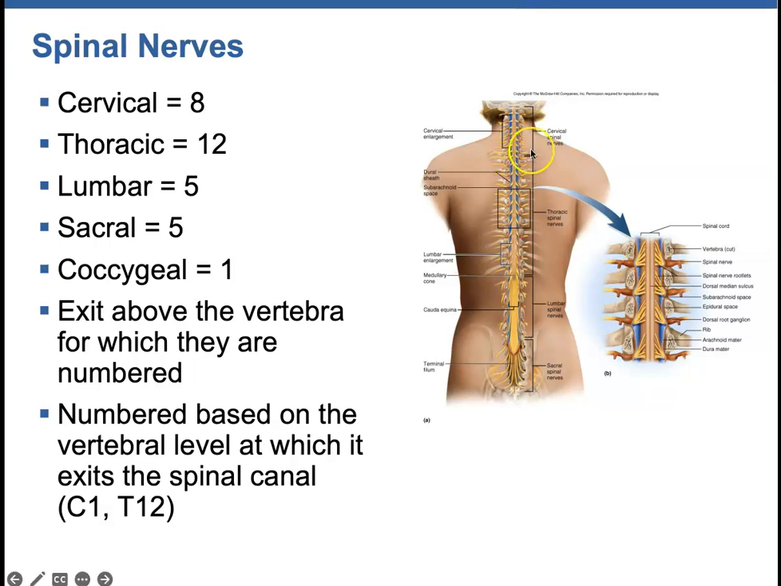But coming off of that, peripherally, so that means they go out to the side, you're going to have 8 cervical, 12 thoracic, 5 lumbar, 5 sacral, and then 1 down in your tailbone that's called the coccygeal. And so these nerves are going to exit up above the vertebrae under which they're numbered. So we'll be getting more into these later.